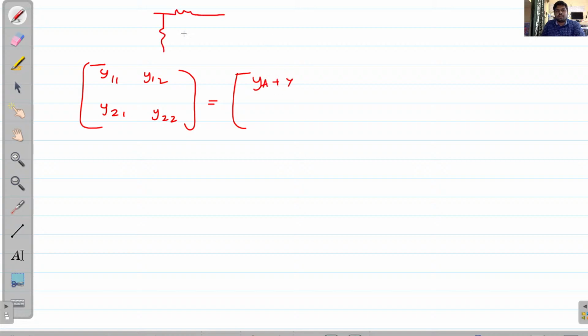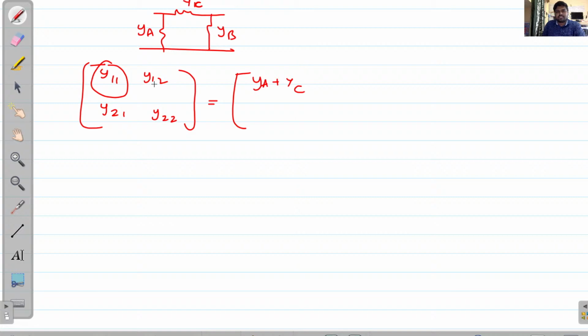So Y11, Y12, Y21 and Y22. This is your formula. So Y11 equals what? YA plus YC. This is your network, right? This is your YC, this is your YA and this is your YB. For the first element you can add these two, so YA plus YC.